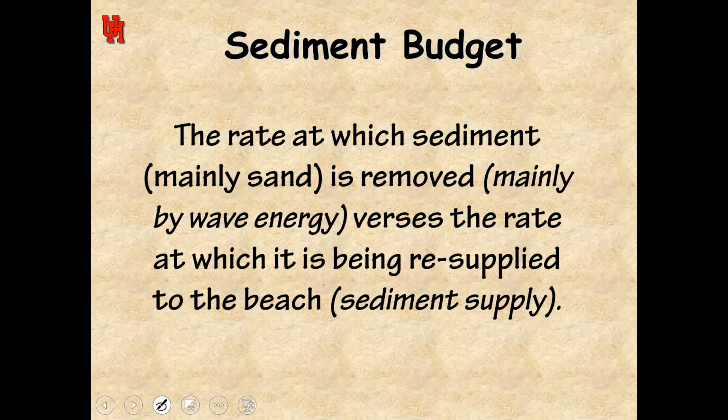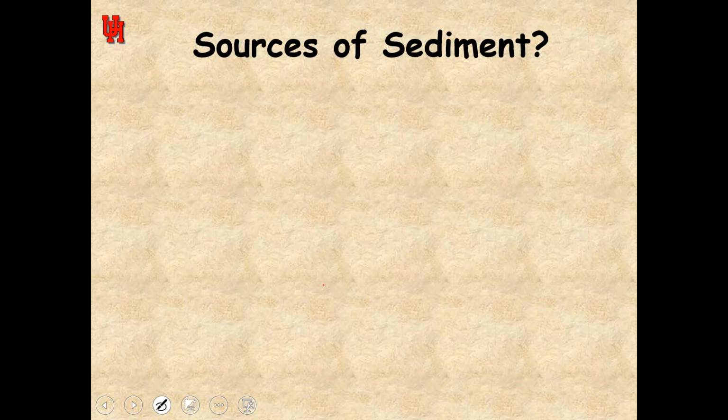Simplistically, if you like, it is the rate at which sediment, here I mean mainly sand, is being removed, and that's mainly by wave energy, realizing it'll vary with season and with location, versus the rate at which it's being resupplied, which is a sediment supply question. So what is the source, or what are the sources of sediment supply?